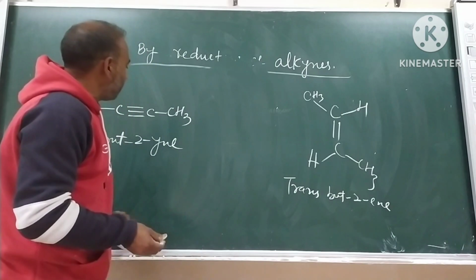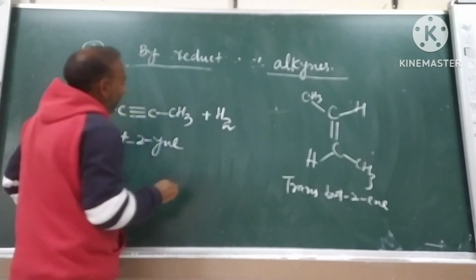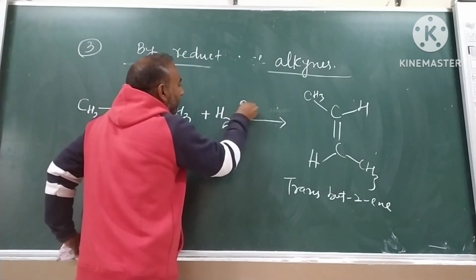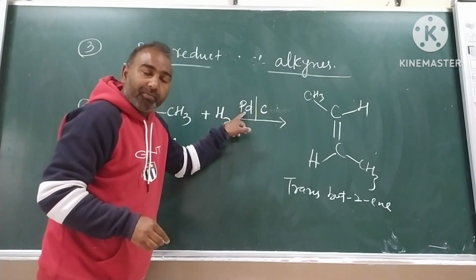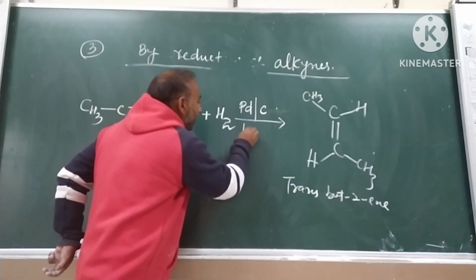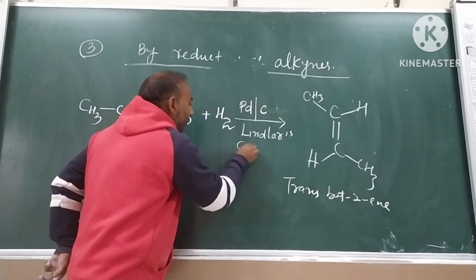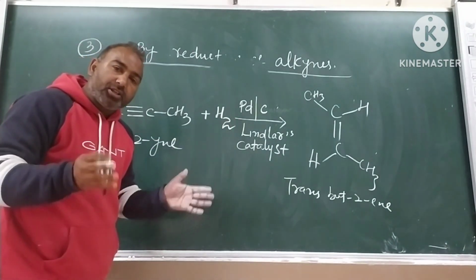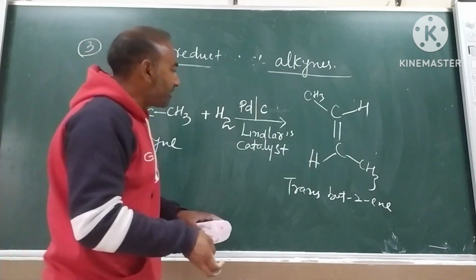One more reduction, the second type, is reduction using this catalyst: palladium on carbon. It is called Lindlar's catalyst. When such a catalyst is used, we get a cis alkene. We do not get trans, we get only cis.